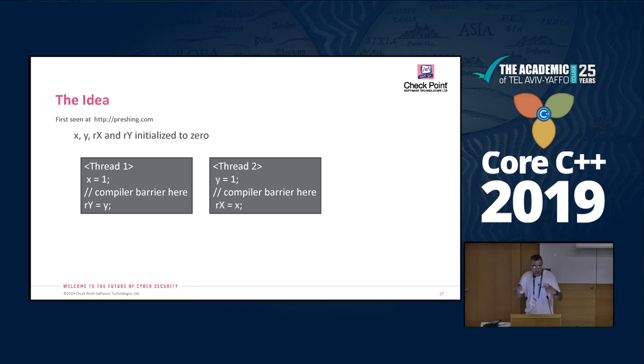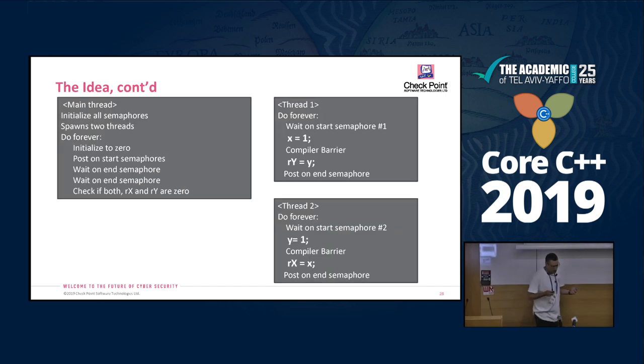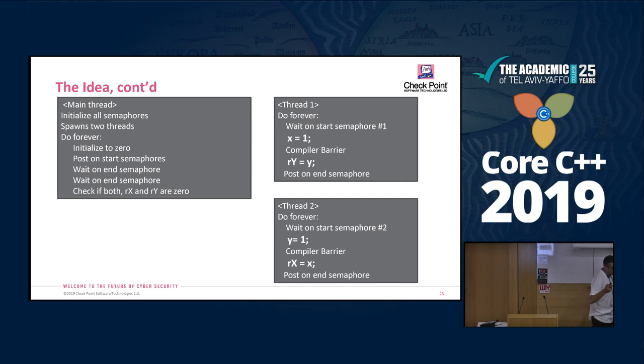Now we want to run it many times, and we want to run it very fast. So obviously spawning threads every time is not really possible. So what we'll do is this. The main thread will initialize all the semaphores and spawn two threads, and then forever initialize all four variables to zero and post a signal to the two threads that they can start working. Then it will wait for the threads to signal that they finished, and then it will check if both RX and RY are zero, and print an appropriate message.